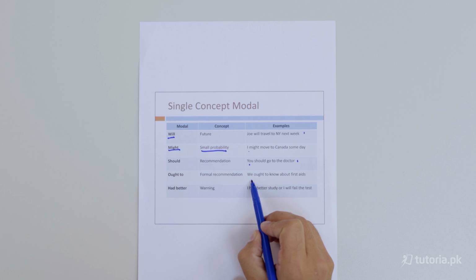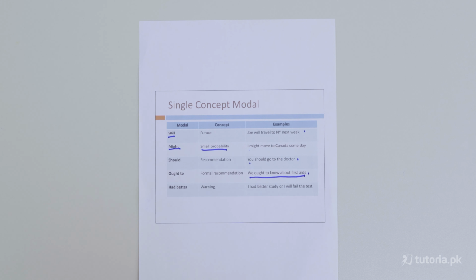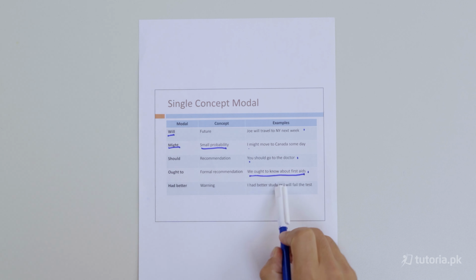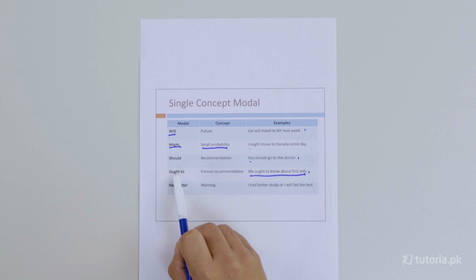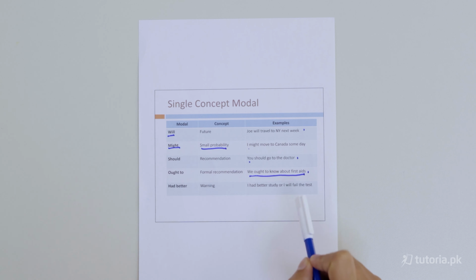The next word we have is ought to. Ought to is a kind of obligation, or when something is compulsory, or we can say when somebody formally recommends something. For example, we ought to know about first aid. Or we can say you ought to visit Marie this week. That it is your duty to visit Marie this week. Ought to basically formally recommends that somebody must do something in that specific time.